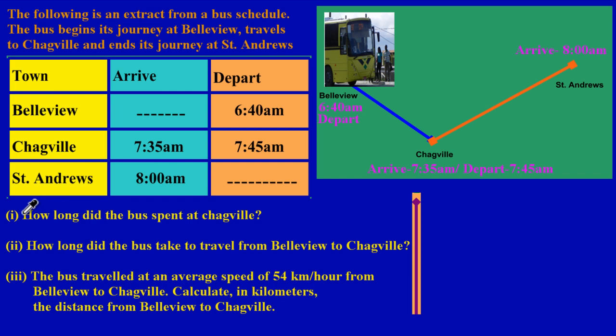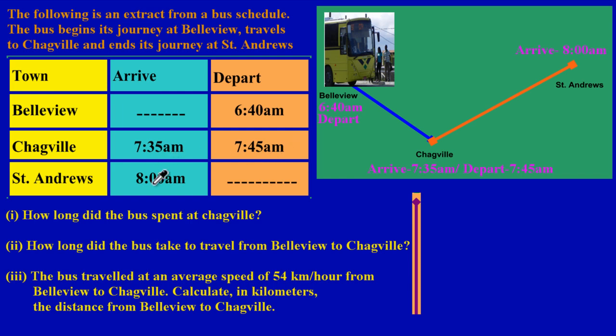In part 1, they're asking how long did the bus spend at Chagville. Here we have Chagville. We could use the table, or you could look at the diagram. The information is adequately there. The bus arrived at Chagville at 7:35 a.m. and it departed at 7:45 a.m.